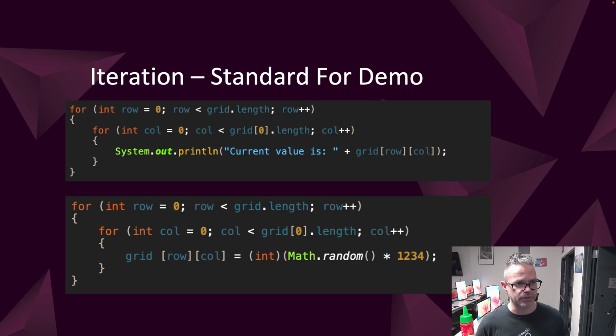So I have for int row is 0, row is less than grid.length, row plus plus, and then for int call is 0, call is less than grid sub 0.length, call plus plus, and I'm printing out the values at sub row sub call of that 2D array. I can also have one right here. I'm doing for int row is 0, grid.length, row plus plus, for call is 0, call is less than grid sub 0.length, call plus plus, and I'm assigning into it. So grid sub row sub call is assigned a random number between 0 and 1, 2, 3, 3. I know, it's amazing stuff.